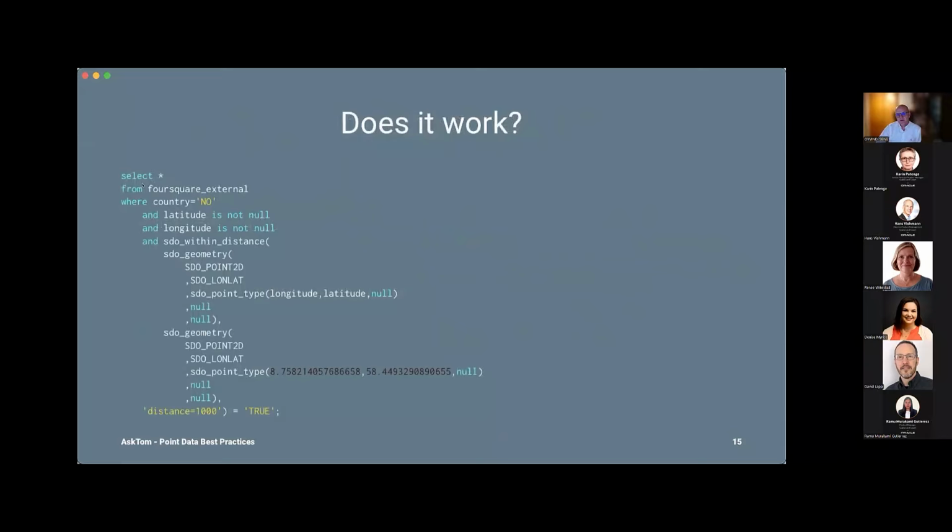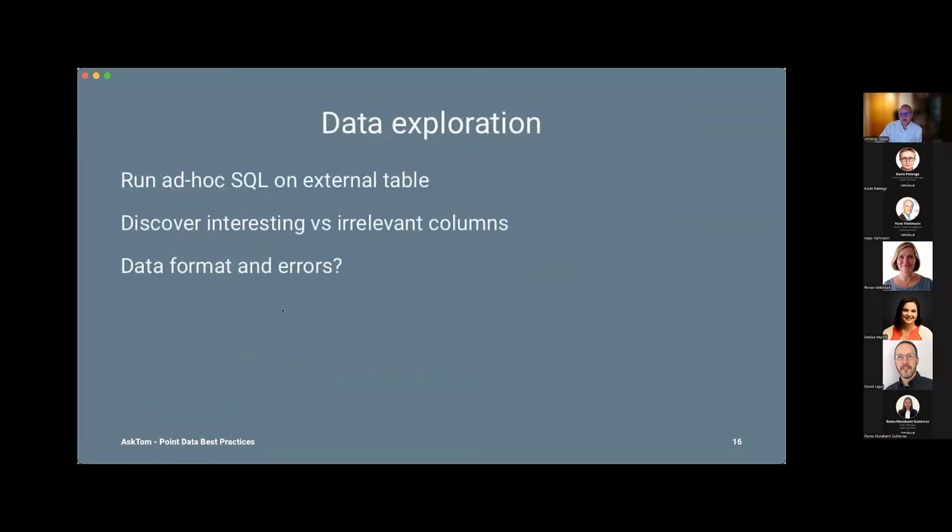And you can run a query like this on the external table. I'm not showing any results here, but this actually searches for places around me. This is where I live or where I am right now. And yeah, it's very fast access to that data. And you can run a lot of ad hoc SQL on that external table to figure out what's in it before you move on. You can look for data errors and stuff.